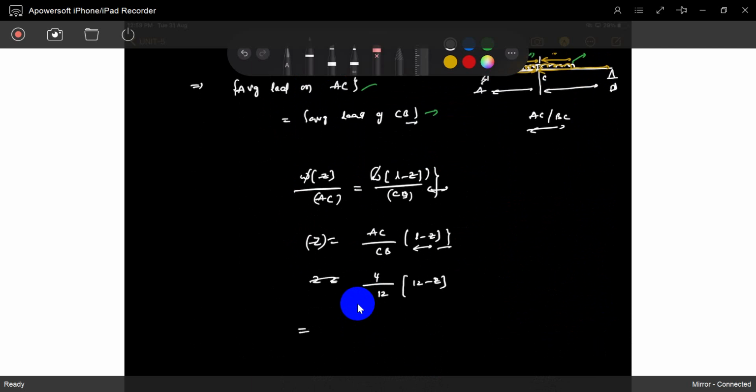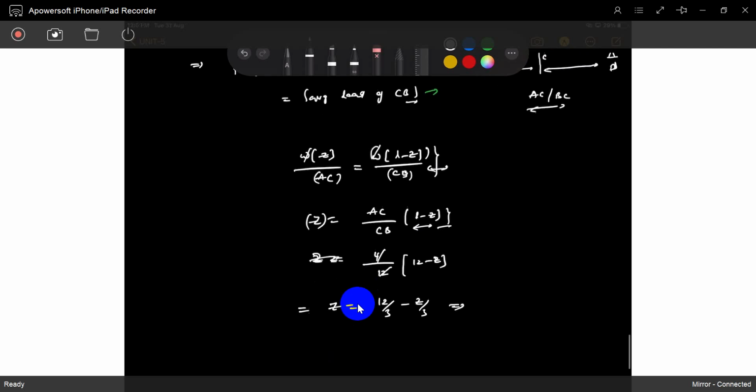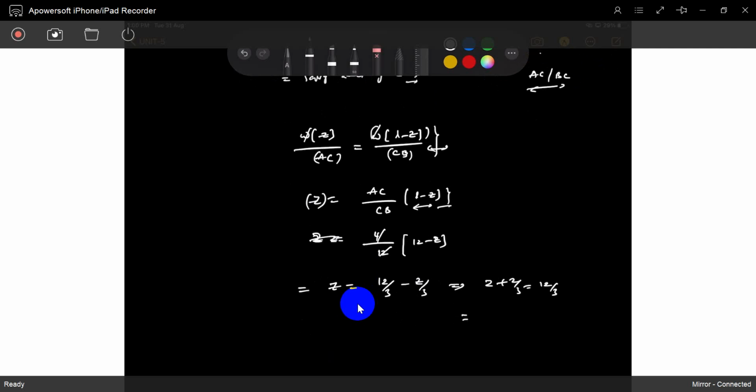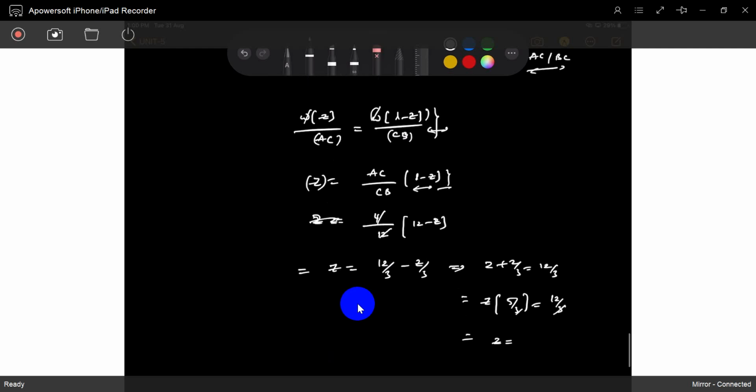So Z is equal to, one by three, so Z equals 12 by 3 minus Z by 3. So you will get Z plus Z by 3 is 12 by 3. Z times 1 plus 1 by 3, that is 4 by 3 Z, is equal to 12 by 3. The 3s cancel. Z is 12 by 5. 12 divided by 5 is 2.4. Understood? Z is 2.4.